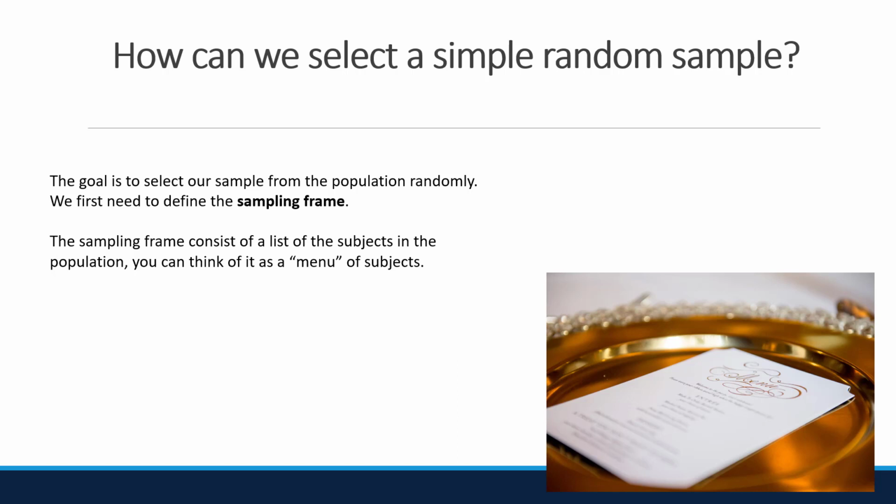How can we select a simple random sample? The goal is to select our sample from the population randomly. We first need to find the sampling frame. The sampling frame consists of a list of the subjects in the population. You can think of it as a menu of subjects.